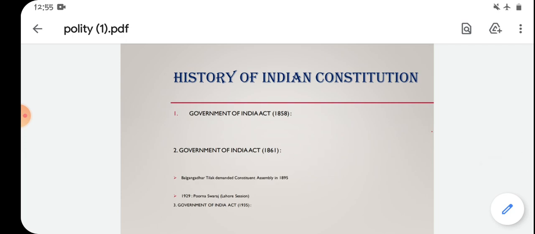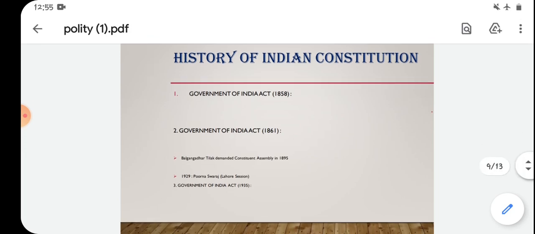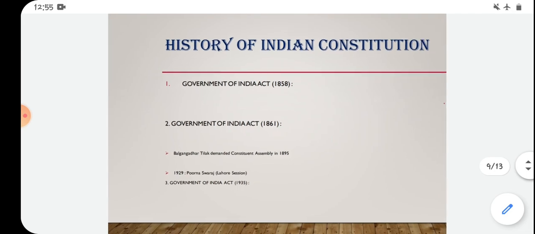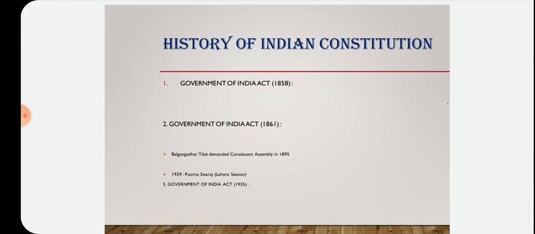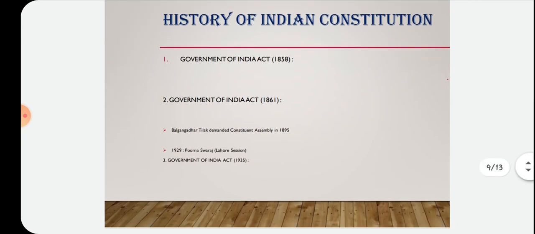Okay, then next in the timeline comes the Lahore session of the Indian National Congress, that happened in 1929. The Lahore session of 1929 demanded Purna Swaraj. Purna Swaraj means complete independence. Okay, this is all about the Lahore session of 1929.